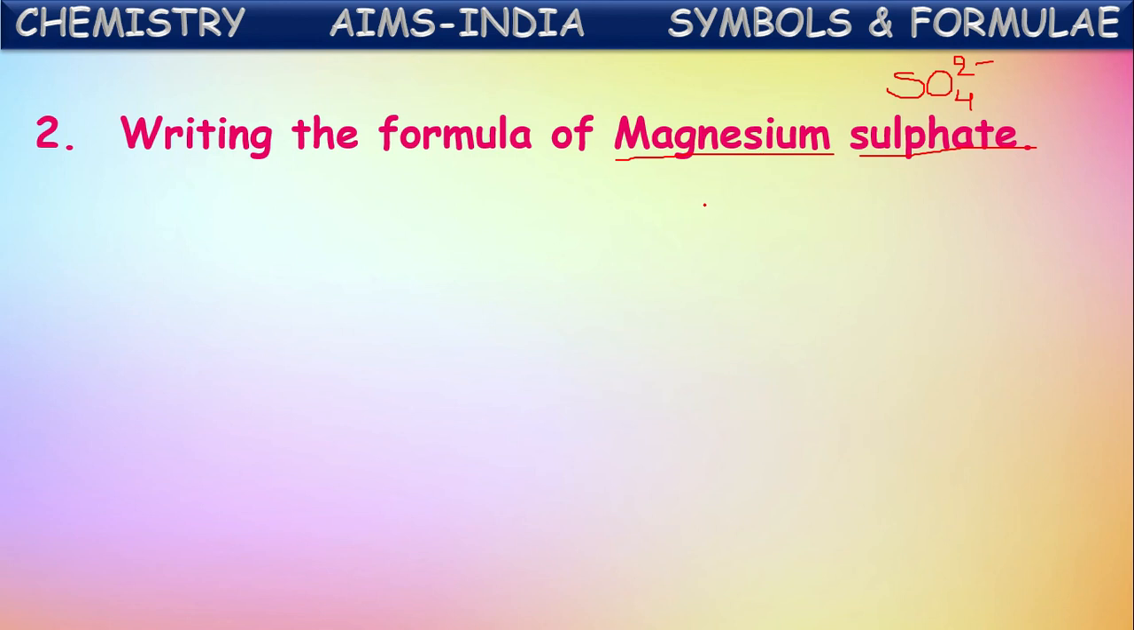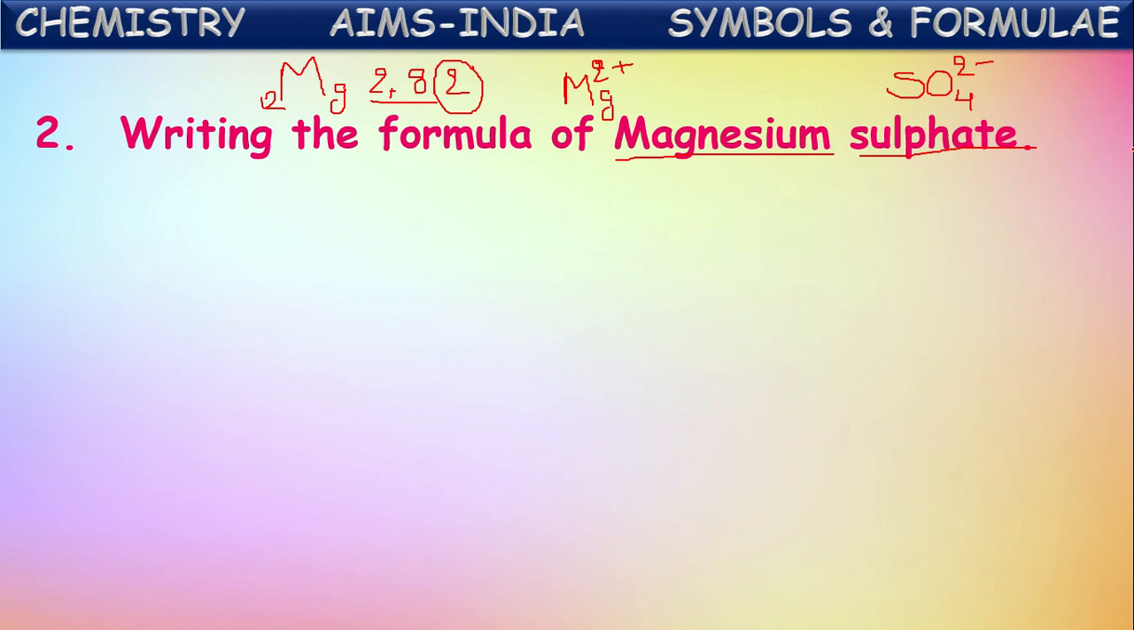Now let us see the ion formed by magnesium. We know the atomic number of magnesium is 12. So if you write the configuration, what do we get? 2, 8, 2. This is the electronic configuration of magnesium. Is it a stable element? No, because it has only 2 electrons in the valence shell. To become stable, magnesium loses these 2 electrons and hence becomes stable with the 2-8 configuration. So by the loss of 2 electrons, magnesium forms the Mg2+ ion. In this way, the ion formed by magnesium is Mg2+ and the sulphate ion is SO4 2-.